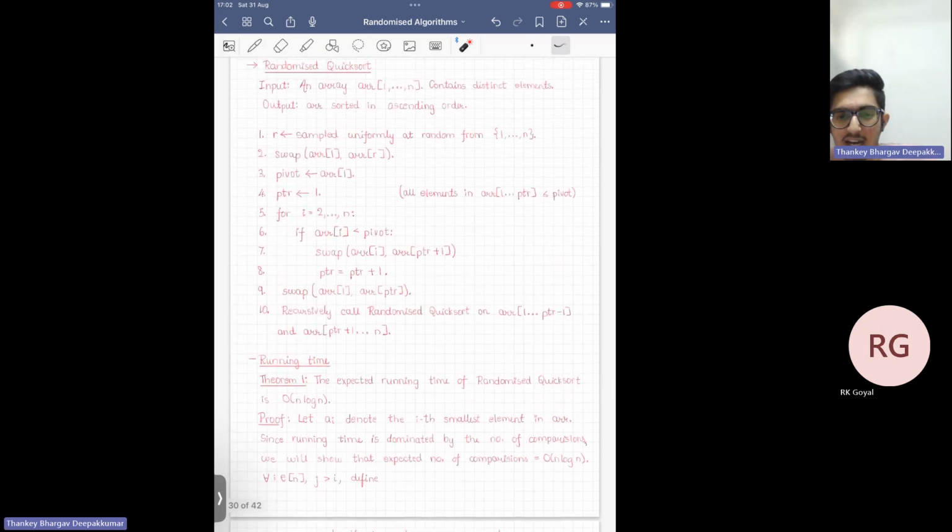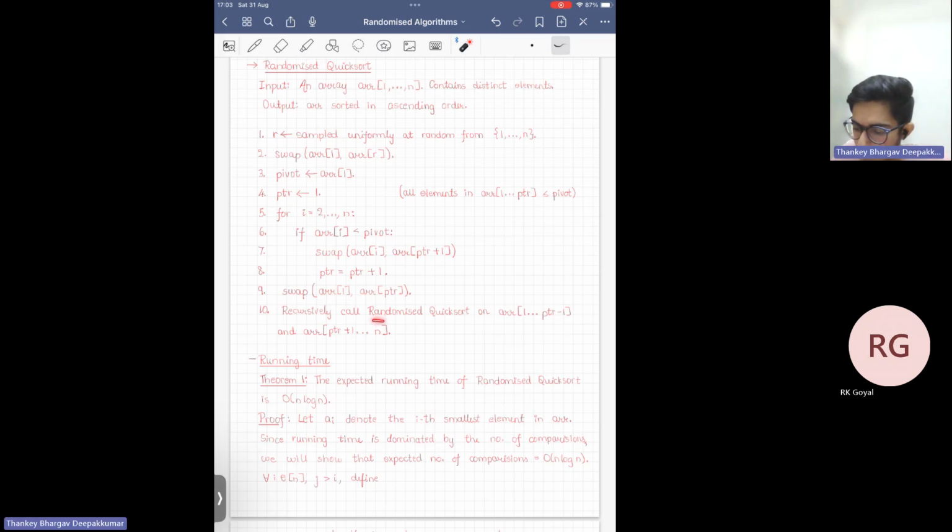It's almost exactly the same as quicksort. The only difference is that in quicksort, we were picking the pivot in a deterministic manner. So the pivot would either be the first element or the last element or something like that. In randomized quicksort, we pick the pivot randomly. Let's say the array has n elements. We pick one of the indices uniformly at random, so every index has the same probability of being picked. And then if the index picked is r, ARR[r] becomes our pivot.